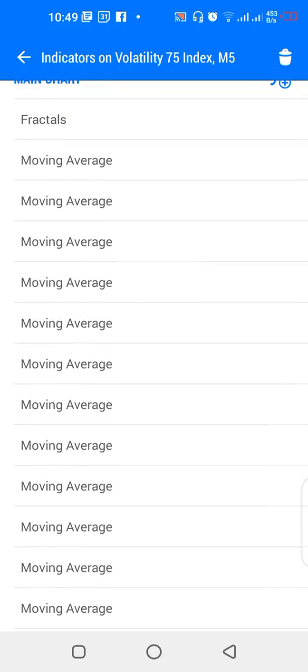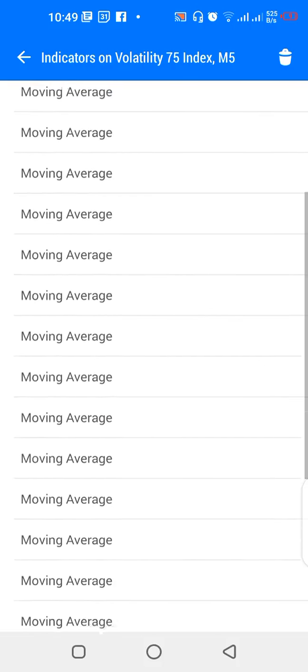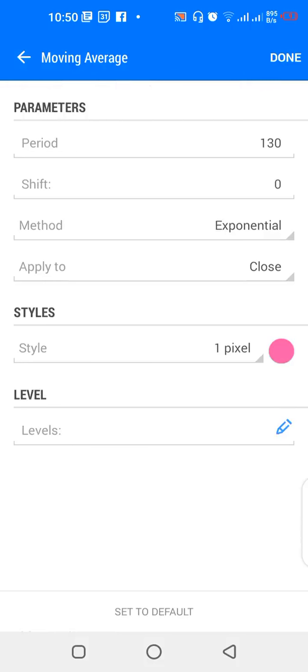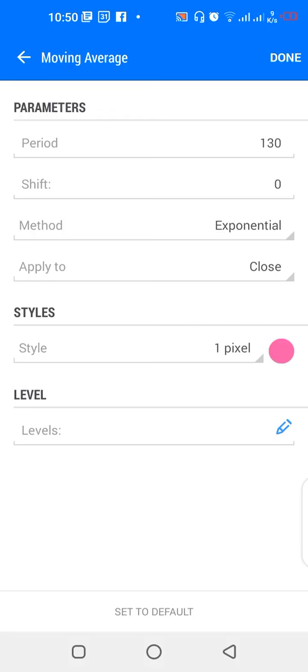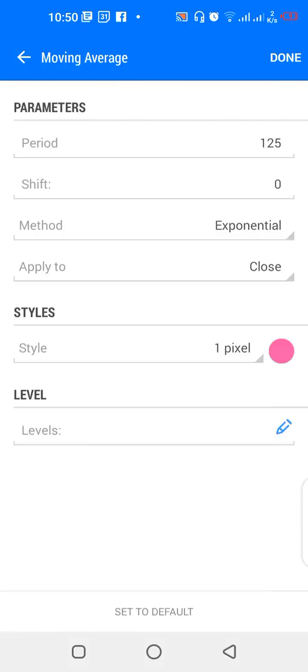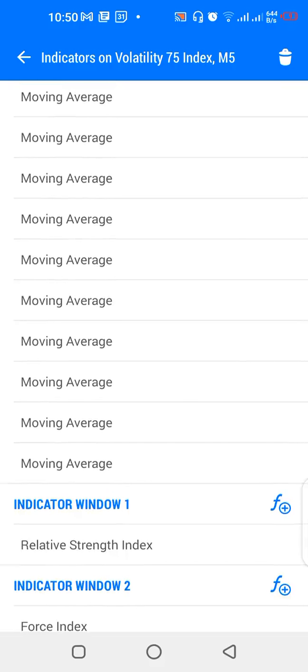Okay, that's 135. Like I said, 145, 140, 135, 130, 125. So this is 140, this is 130. The seventh is 130. Then the sixth is 125 EMA.